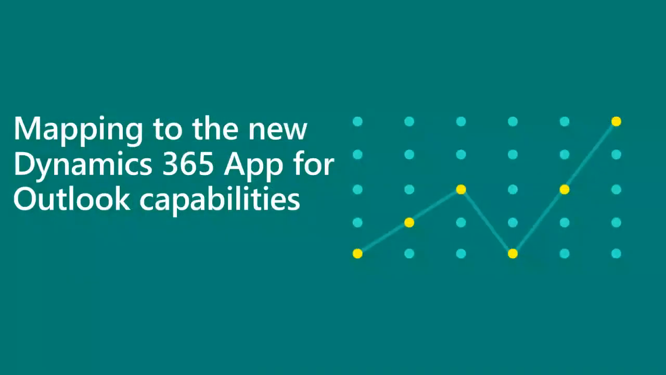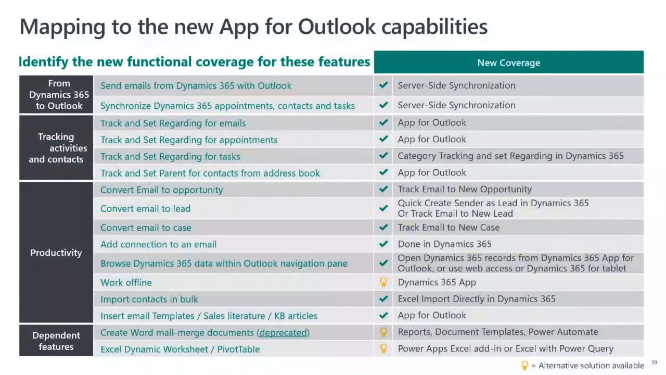Then do a mapping between the old command-in capabilities and new app for Outlook capabilities or alternative solution. So if you were using the Dynamics 365 for Outlook command-in to synchronize appointments, contacts, and tasks, and to send emails, the new coverage for this is server-side synchronization. This will also allow users to synchronize data between Dynamics 365 and Outlook without having them to open up Outlook and doing the synchronization from their client machine. This will be done server to server from Exchange to Dynamics 365.